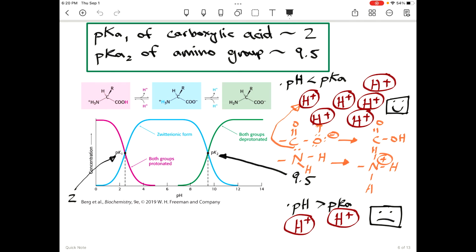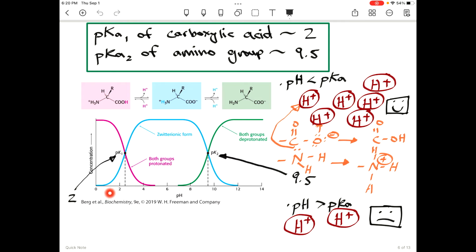This slide exemplifies what the relation between pH and pKa is. As I mentioned, the pKa of carboxylic acid is 2. The pKa of the amino group is 9.5. The way this works is that this pKa1 is of the carboxylic acid right here, and this pKa2 on this graph is the pKa of the amino group, which is 9.5. Now these are relative values, so if you read this graph, this looks like a little bit more than 2, and this looks like maybe not 9.5, but these are just approximate values, so just bear with me.